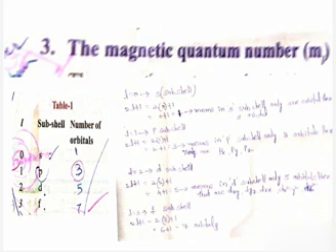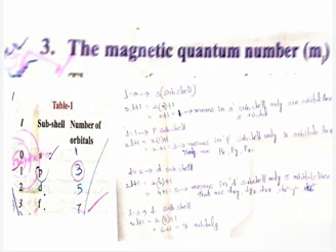L equal to 1 means that is the P subshell. Substitute that value in the 2L plus 1 formula. What will come? 2 into L, L means 1. 2 into 1 plus 1, 2 into 1 is 2, 2 plus 1 means 3. So that means this ML has 3 values, and they are named Px, Py, Pz.